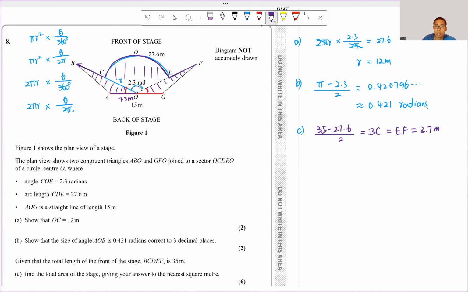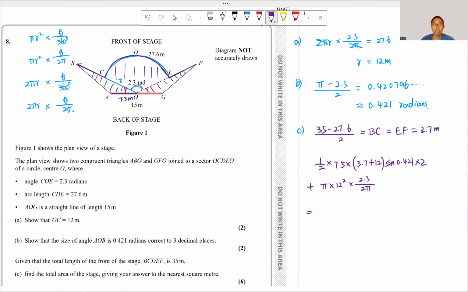Okay. So for triangle, we do half AB sine C. So 7.5 is one of the lengths. And then another length would be BC 3.7 plus CO, which we already work out is 12. And then sine C, we know the angle is 0.421. And then double it would be the area of the two triangles in total. And then we plus the area of the sector of the circle, which is pi r, which is 12 squared, times by 2.3 radian over 2 pi.